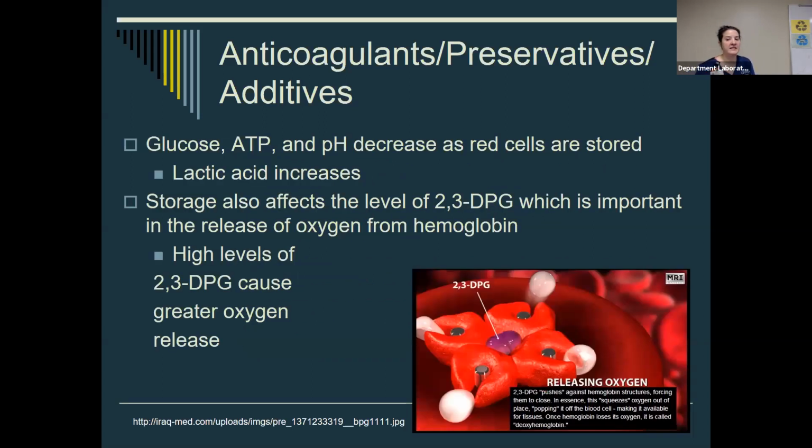So glucose, ATP, and the pH all decrease as our red cells are stored. Lactic acid and potassium increase. And again, like I mentioned, 2,3-DPG and 2,3-BPG are used interchangeably. DPG or BPG is important in the release of oxygen. So if DPG decreases, the likelihood of oxygen being released also decreases. That's a concern. If we're transfusing red cells into the recipient, we need oxygen carrying capabilities. That's the number one reason for red cells to be transfused.